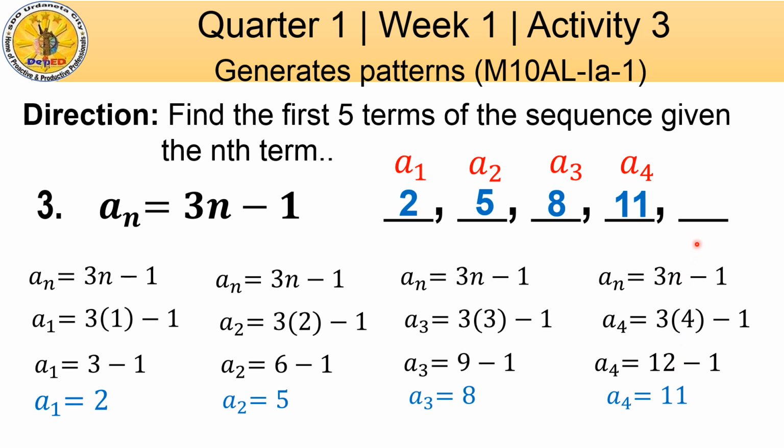What is your fifth term? So just find the common difference of each pair of terms. For your A2 minus A1, that is equal to 3. And the difference from your A3 to A2 is also equal to 3. So by continuing the pattern, we simply add 3 to each term. So 5 plus 3 is 8, plus 3 is 11. So plus 3 is your fifth term, which is 14.